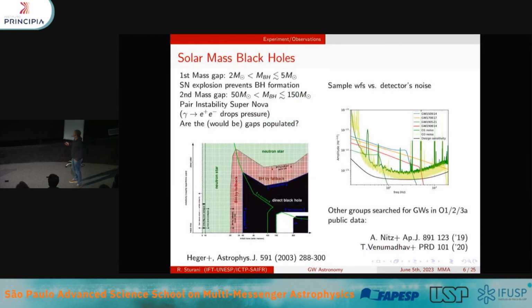Well, but there is a problem, because at some point the stars are so massive that the pressure at their center becomes so strong that instead of triggering nuclear reaction, it can make electron-positron pairs, because the energy there is so strong that it exceeds the 1 MeV, so it can create electron-positron pairs.